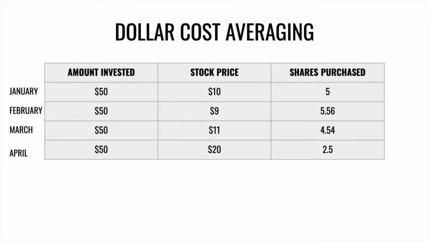Now, let's say XYZ had a really great month of March. So by April 1st, XYZ's stock price is up to $20. This is obviously very volatile, but I'm just using this for demonstration purposes. So I'm investing $50 in April. $50 divided by 20 is 2.5. So I'm going to buy 2.5 shares in April.